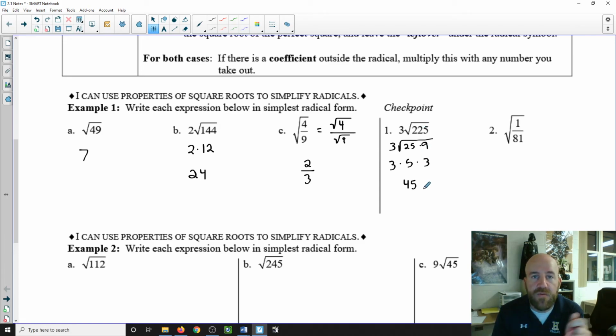So there's a couple different ways to do these. You don't have to know all of your square roots. You can break it down and then multiply it together at the end. So square root of 1 over 81. So square root of 1 is 1. Square root of 81 is 9.